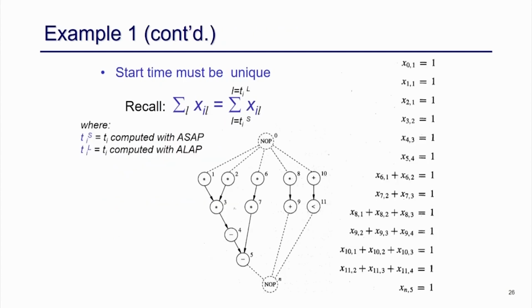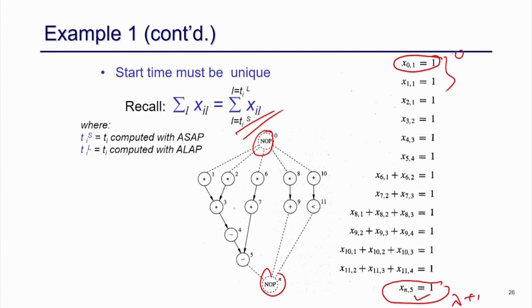Now, let us find the unique start time. The unique start time is given by this. Now the mobility will come into the picture. For the source and sink operations, this is for the source and this is for the sink. The sink is always scheduled in the last time step, lambda plus 1, and the source at 0. I am going to schedule all the other operations from 1 to 4. That is the way we model that sequencing graph. Now, as I mentioned, this is from the ASAP to the ALAP solution.